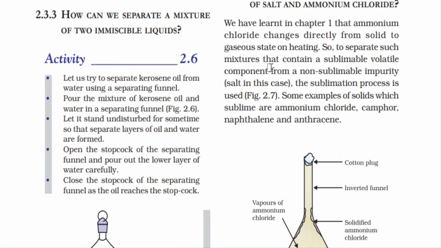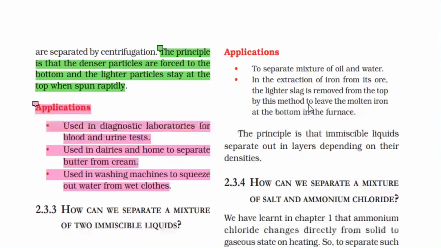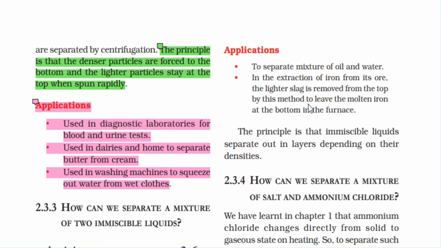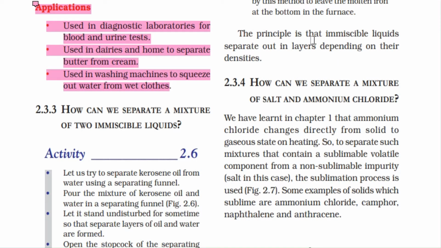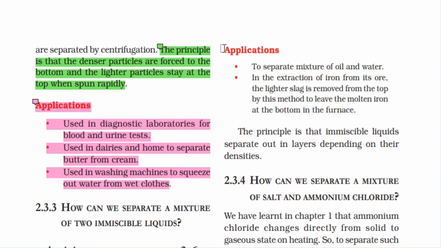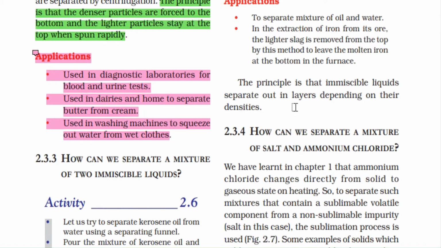These are two immiscible liquids. We use this method to separate a mixture of oil and water. In the extraction of iron from its ore, the lighter slag is removed from the top by this method to leave the molten iron at the bottom in the furnace. The principle is that immiscible liquids separate out in layers depending on their density. You can read it. There are questions, but not that important. You can just go through the book.